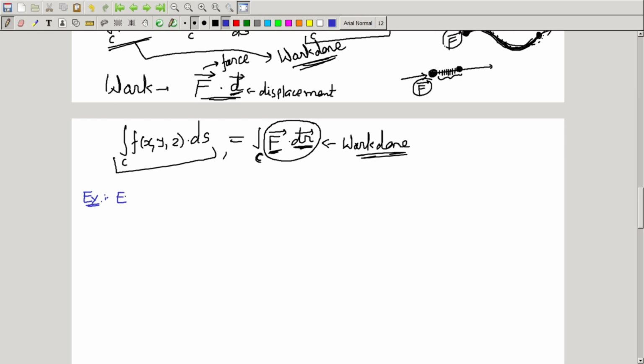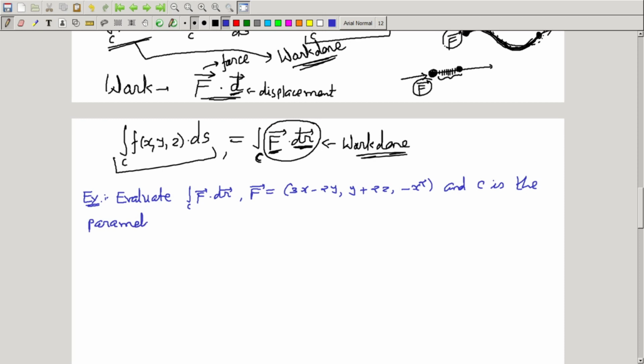Evaluate the integration over C of vector f into dr, where vector f is equal to (3x minus 2y, y plus 2z, minus x square), and C is the parametric curve x is equal to t, y equal to t square, and z is equal to t cube, between a (0, 0, 0) and b (1, 1, 1), right?